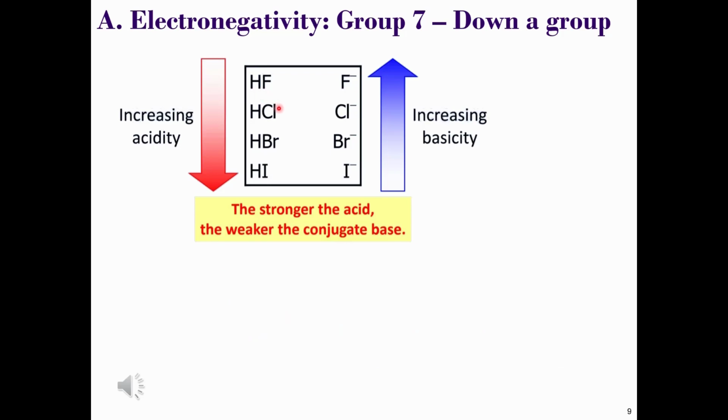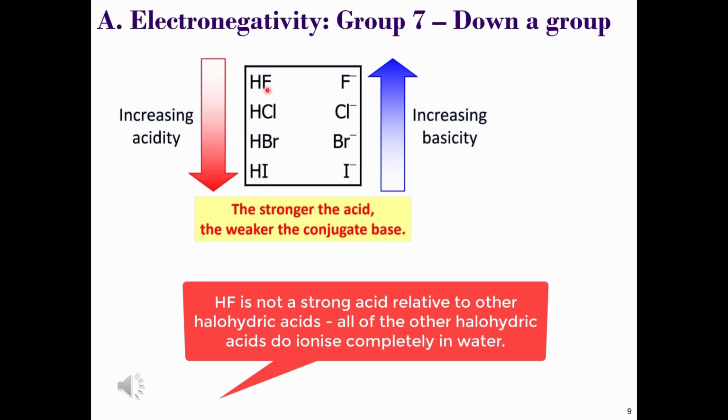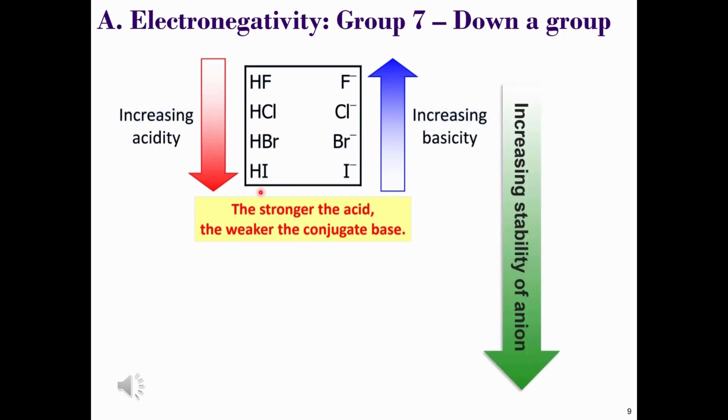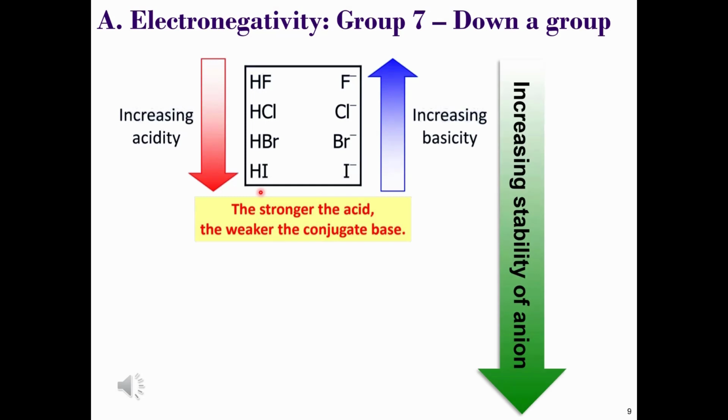But here's the seemingly strange thing. HF, we said, is not a strong acid. Not in the sense that it completely ionizes in water. Now, hydrofluoric acid is a weaker acid than hydrochloric acid, hydrobromic acid, and hydroiodic acid. So what's going on here? This is why considering the atom first in determining the strength of an acid or base is so important.